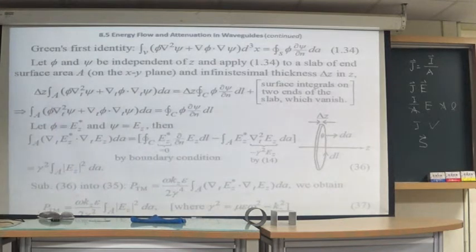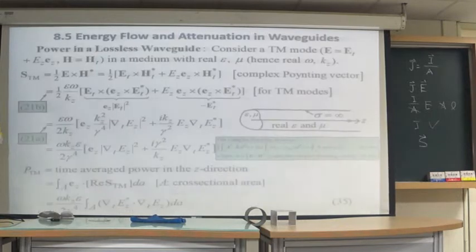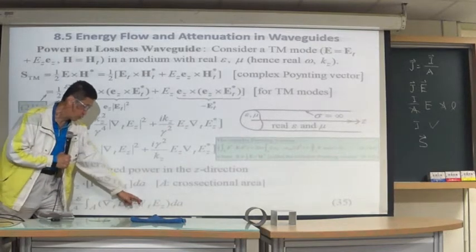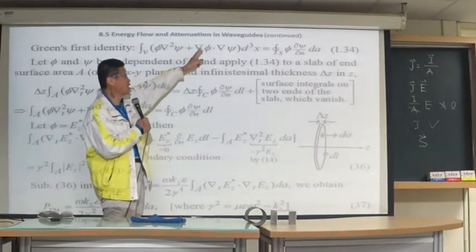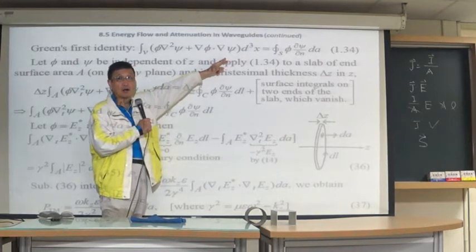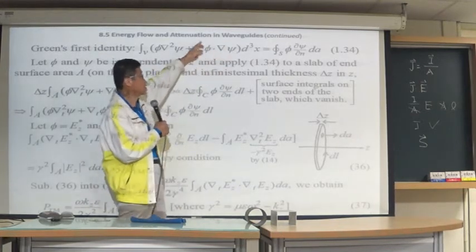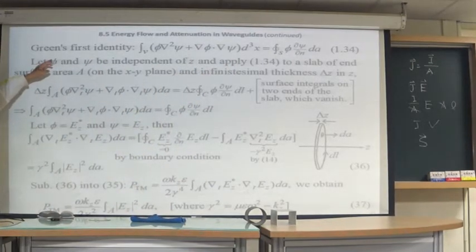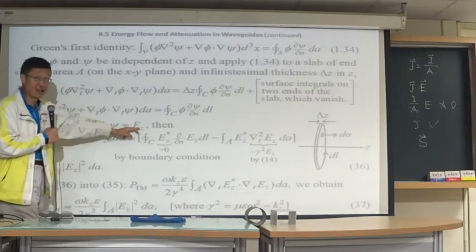How to do that? We find what is the phi and the psi. Check the previous page. Maybe we have gradient something, two terms. So probably we will use these properties. So we can simply assume phi and psi to be EZ complex conjugate and EZ later on.